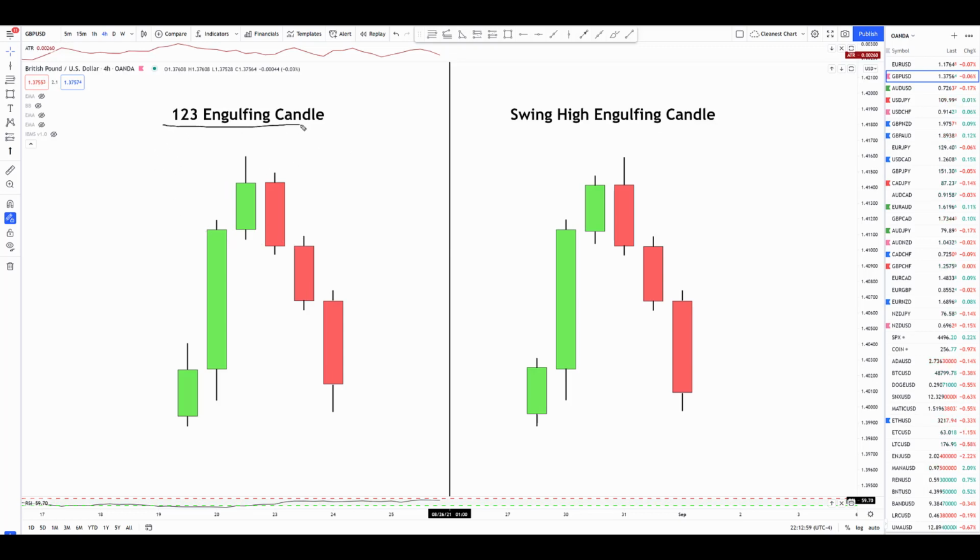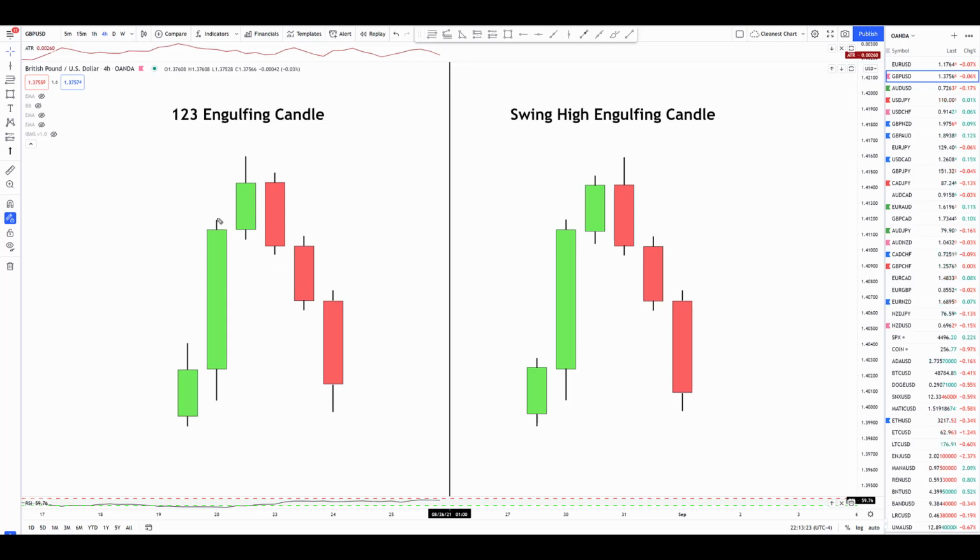The first, same 1, 2, 3 engulfing pattern, except in this case, we need a lower swing high, a higher swing high, and we need our engulfing pattern to have a lower swing high than the previous swing high. So with this being the case, we have our 1, our 2, and our 3 on the engulfing candle. The third candle must be the engulfing candle. We must see a color change from green to red here.